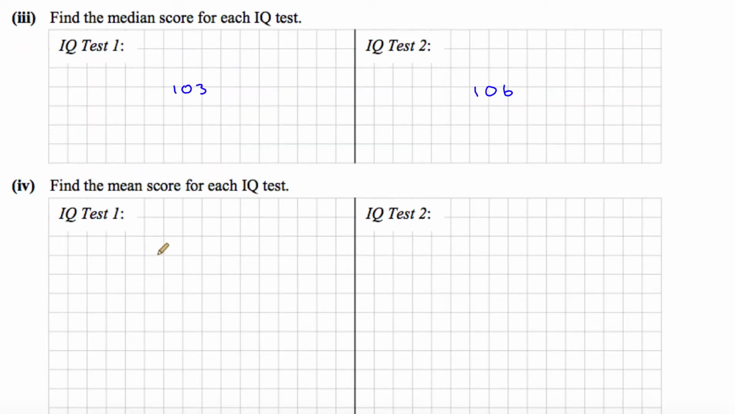So it's going to be 1506 divided by 15. For IQ test 1, that gives me a mean of 100.4. And for IQ test 2, it's 1572 divided by 15. And that gives me a score of 104.8. So there are my mean scores for both.